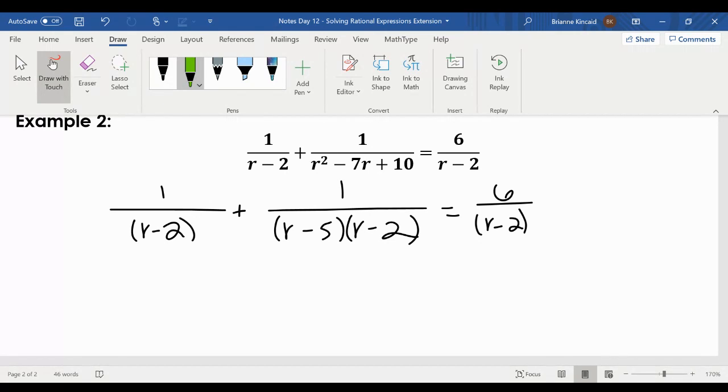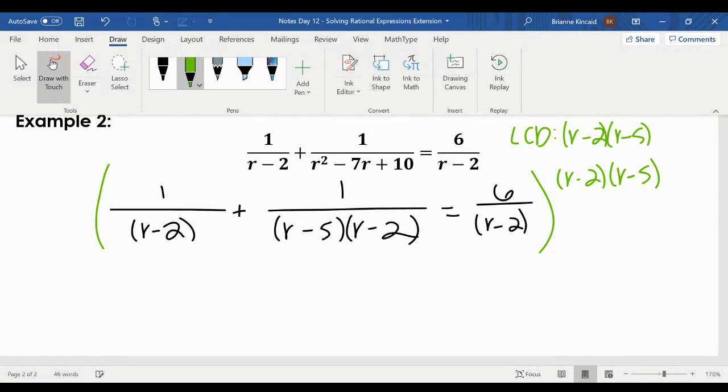So my LCD, I don't have any numbers. I don't have any just x's or x squareds or x to any power on the outside. My LCD is only going to contain what's in parentheses, which is in this case r minus 2 times r minus 5. So I am multiplying the entire thing by the LCD.